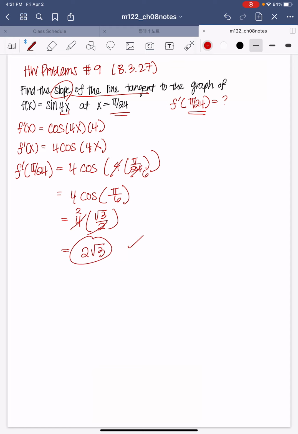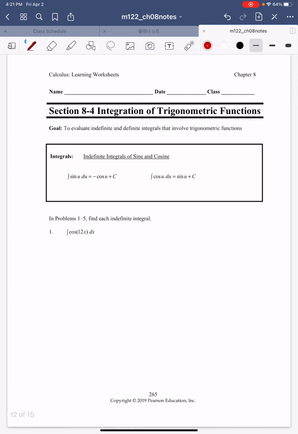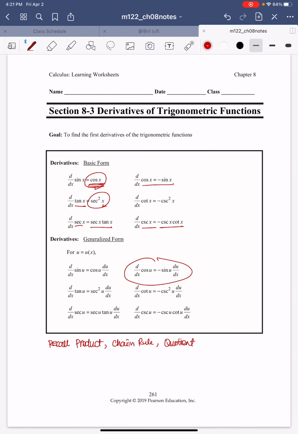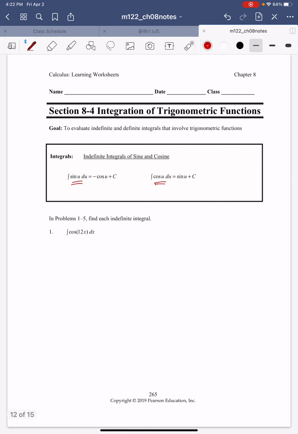Okay. All right. That is 8.3, the derivative of trig functions. Now we are going to move on to taking the integral of trigonometric functions. In this particular section, we are going to focus on just the two functions, sine and cosine. Integration is the opposite of the derivative, right? So if the derivative of sine was cosine, then the antiderivative of sine is cosine with the negative.